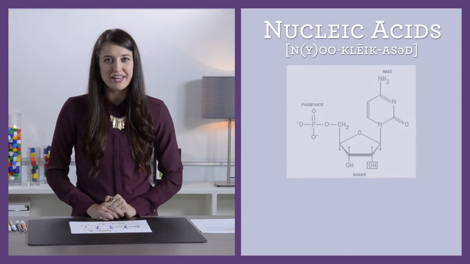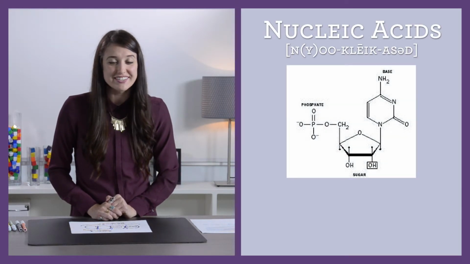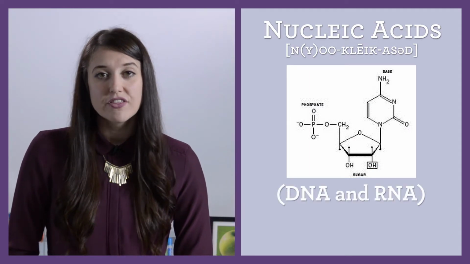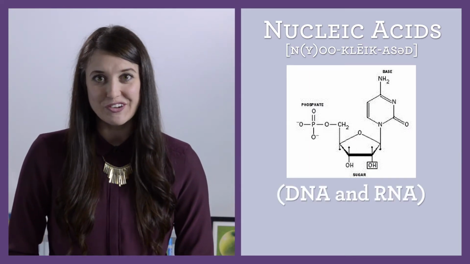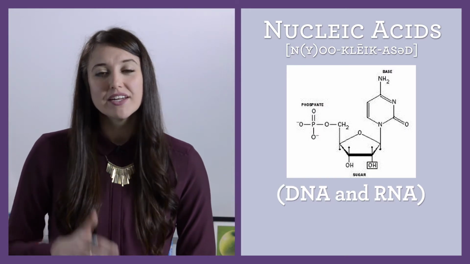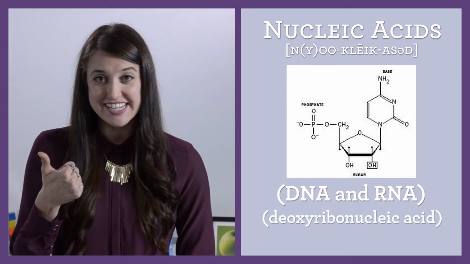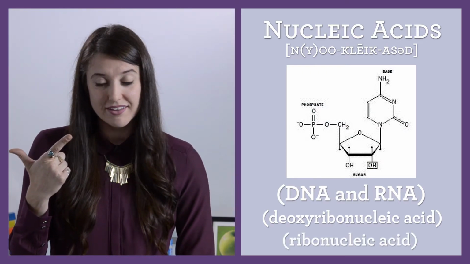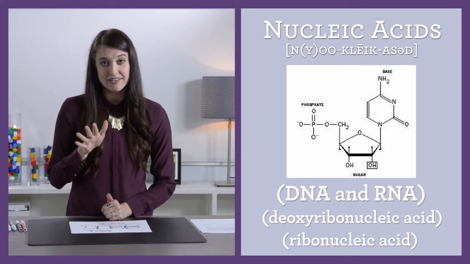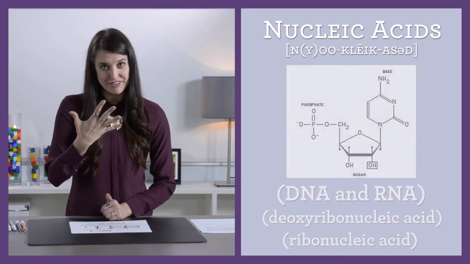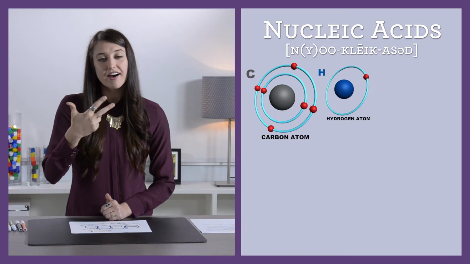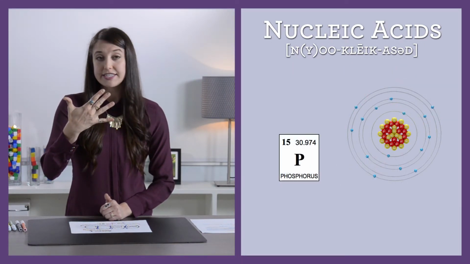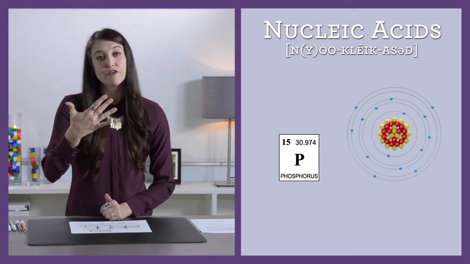Now let's talk about nucleic acids, the last biomolecule on our list. Examples of nucleic acids are DNA and RNA. The great thing about them is that they have the word nucleic acid inside of their name. Deoxyribonucleic acid is DNA, and RNA stands for ribonucleic acid. These both contain 5 elements, all 5 of them: carbon, hydrogen, oxygen, nitrogen, and the new element is phosphorus. It is the only biomolecule that contains phosphorus.